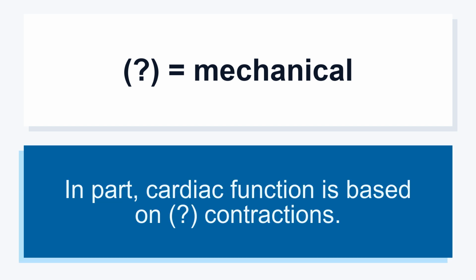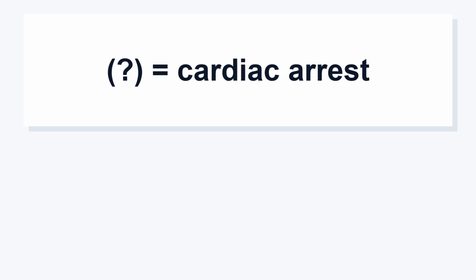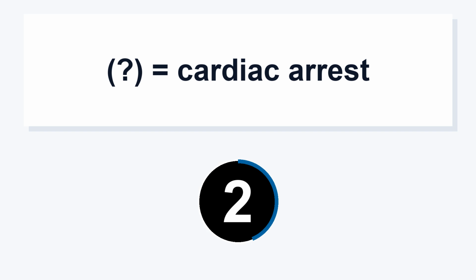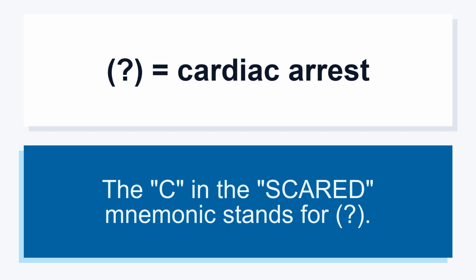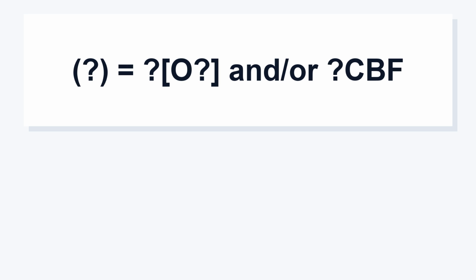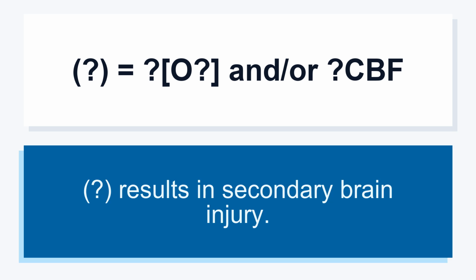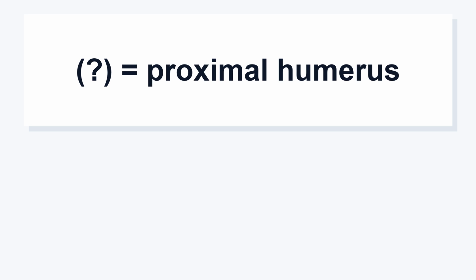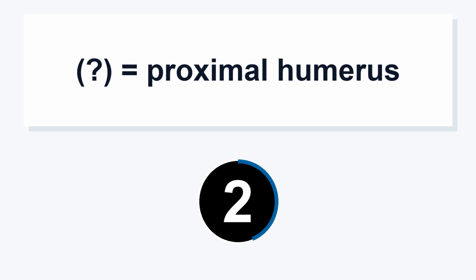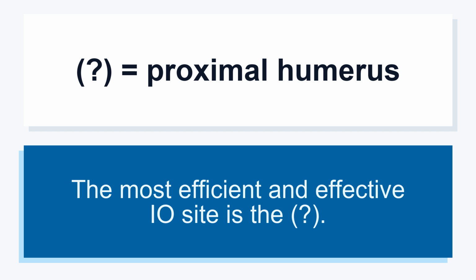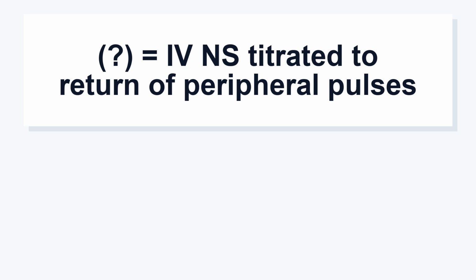In part, cardiac function is based on, contractions, equals cardiac arrest. The C in the scared mnemonic stands for equals O and/or CBF. Results in secondary brain injury. Equals proximal humerus. The most efficient and effective IO site is the equals 4 NS titrated to return of peripheral pulses.